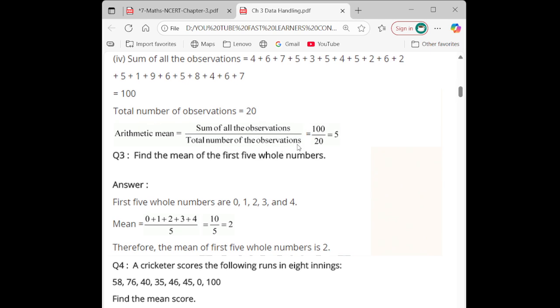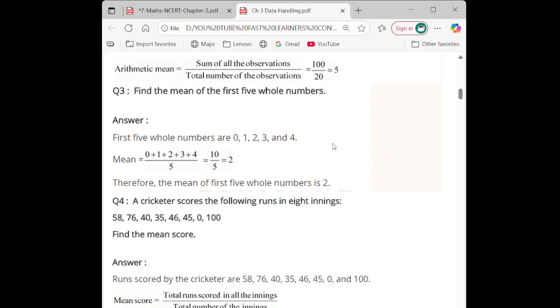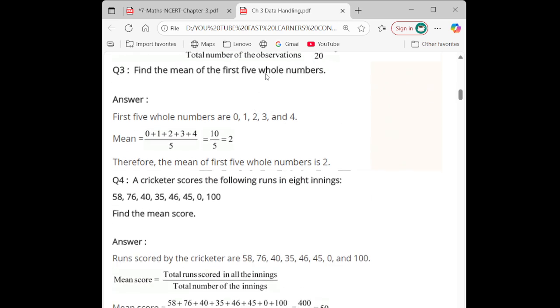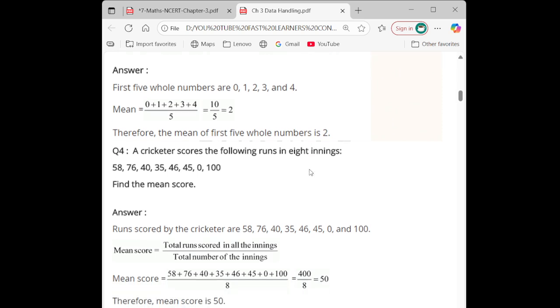Arithmetic mean is equal to the sum of all the observations divided by the total number of observations. Find the mean of the first 5 whole numbers. So you know the first 5 whole numbers start with 0, 1, 2, 3 and 4. So the mean is 0 plus 1 plus 2 plus 3 plus 4 divided by 5, and you get the mean here.